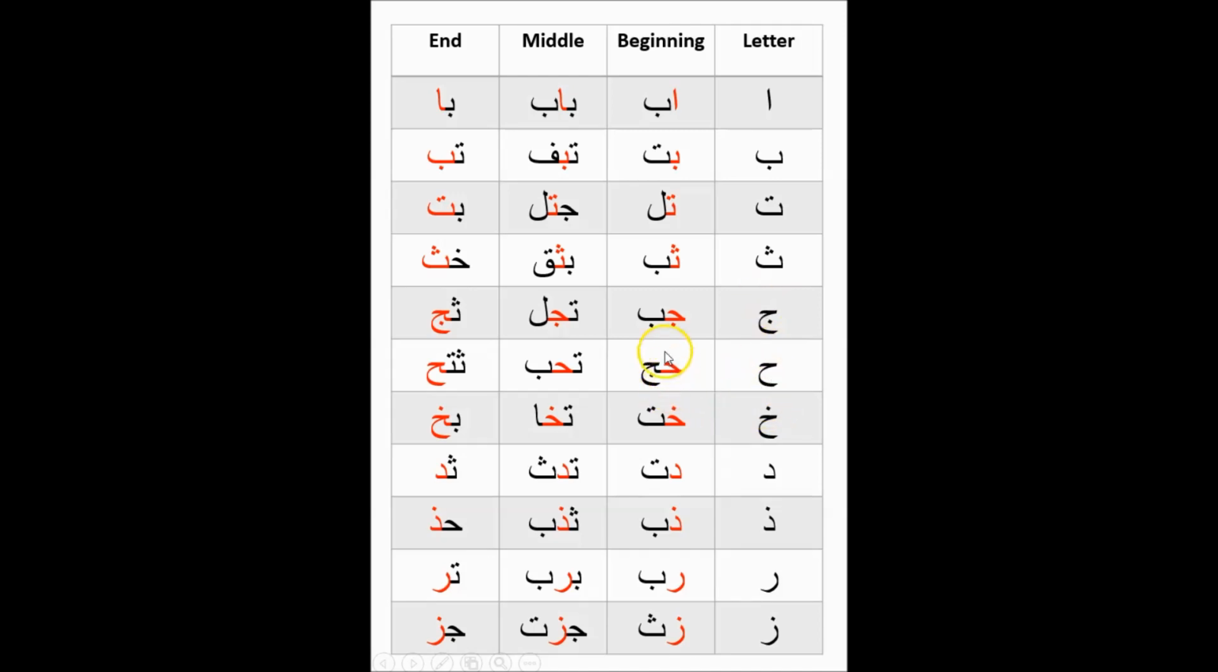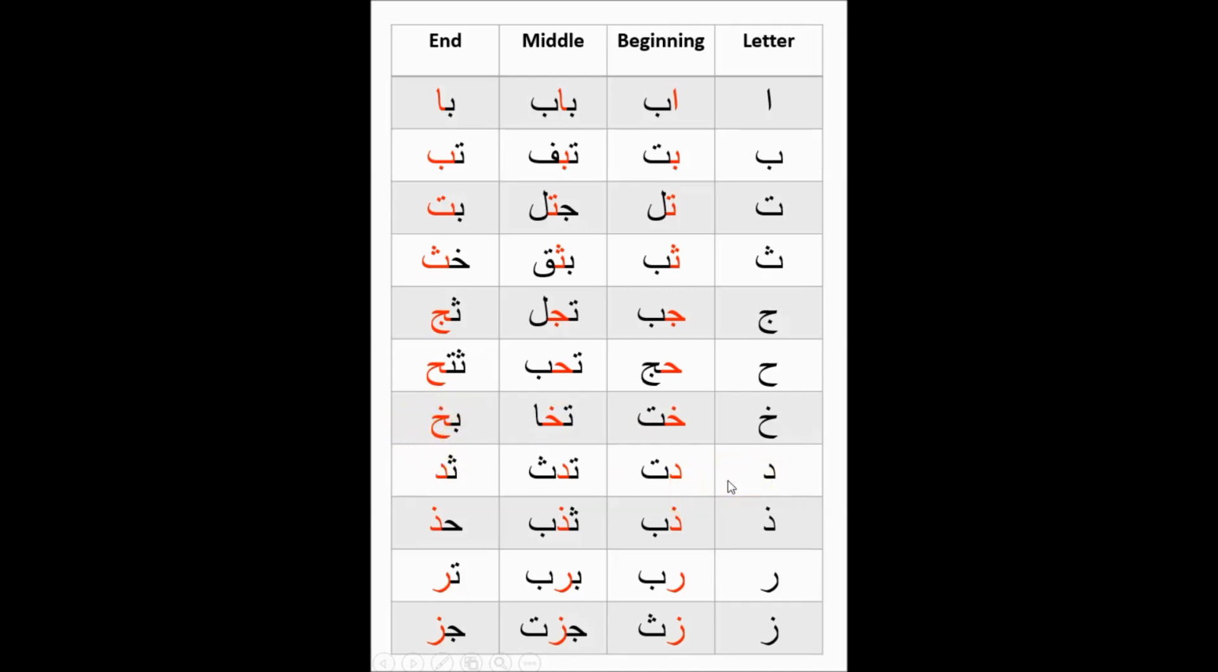Again, these are all related, only differentiated by a dot. Ha has no dot, so Ha looks like the Jeem, which loses its sort of hook, again in the beginning and in the middle. At the end of the word, it looks like its original form, the big Ha. Same with Kha, but the differentiation here is the dot on top of the top part of the letter. So you can see how it connects in the beginning, how it connects in the middle, and at the end, again, it takes its original form.